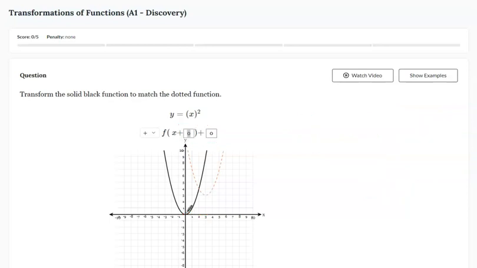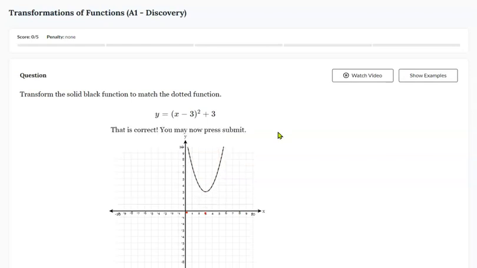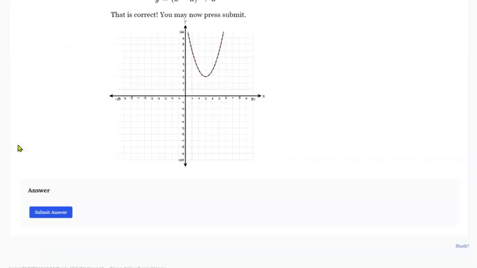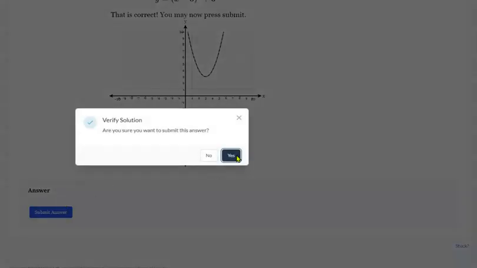So if I'm moving to the right, that is a transformation inside the grouping symbol. Go to the right. And then I'm going to add 3 to make it go up. And once I have it situated in the space that I want, I can click Submit the answer.